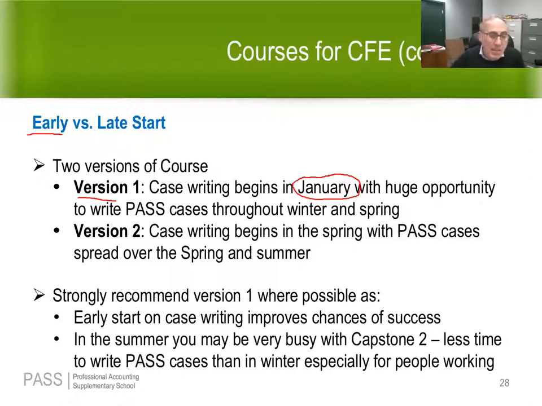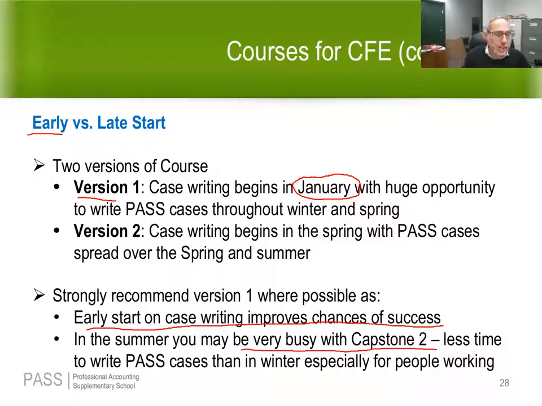It's a fantastic thing because Ira and I both believe that an early start on case writing greatly improves your chances of success because many people take many months to learn how to write cases effectively. And if you start in January, even if you're one of these people that takes 6 months, 7 months, you'll still be fine by the time you get to the CP. Another huge advantage of starting early is in the summer, you're going to be very busy with Capstone 2, and you'll have less time to write cases with PASS. So if you can get a whole bunch of cases under your belt in the winter, that will be lovely.